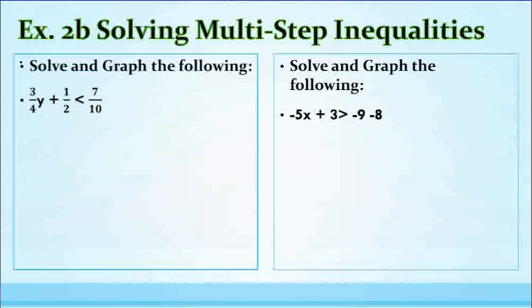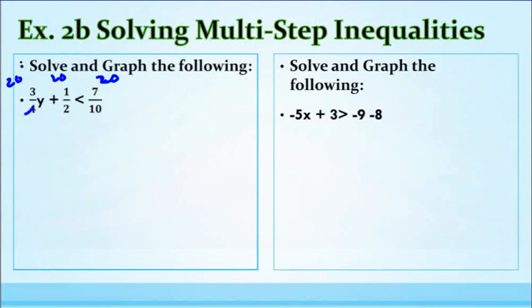Next one. Here we have fractions involved with it. Remember, with the fractions, you need common denominators. There's also a way you don't have to keep the fractions. You can multiply by the least common multiple. So I'm going to do that to get rid of my fractions. The least common multiple of 4, 2, and 10 would be 20. So if I multiply every part by 20, I can get rid of my fractions.